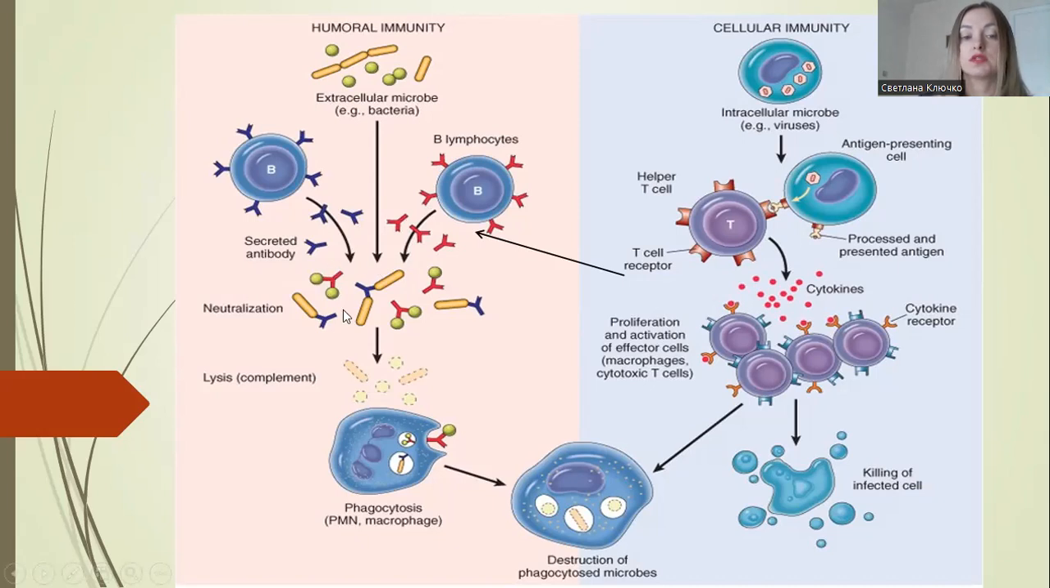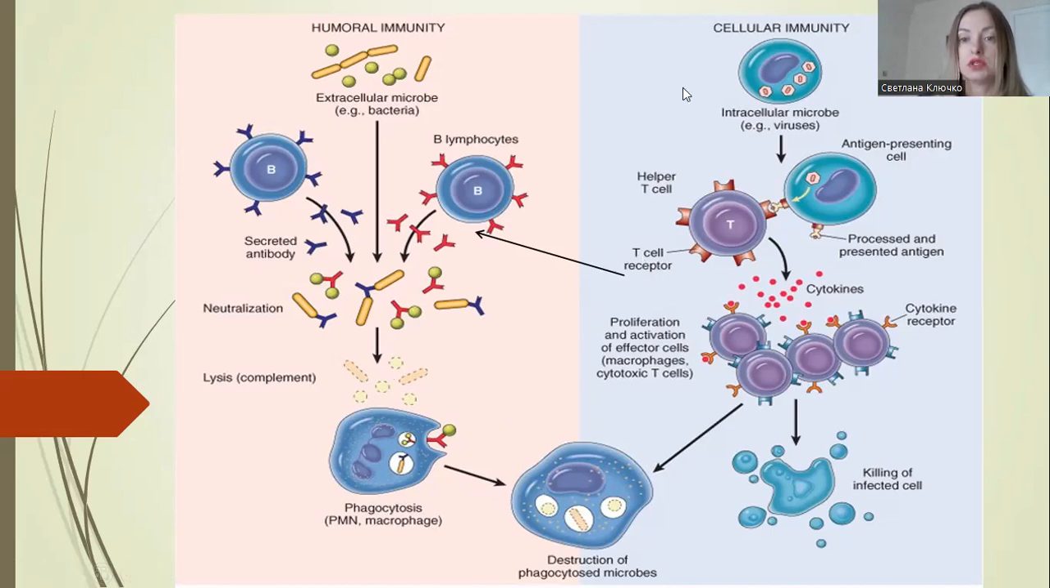Next we have neutralization. This is the first way, and lysis with the help of complement. And another way: B cells phagocytose antigen, and then look please, macrophages can phagocytose antigen and destroy microbes this way.